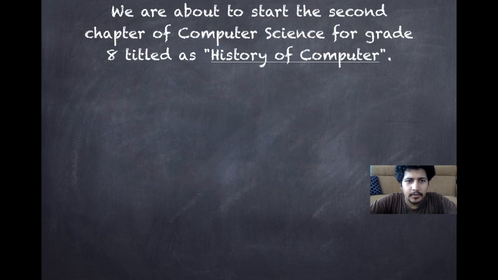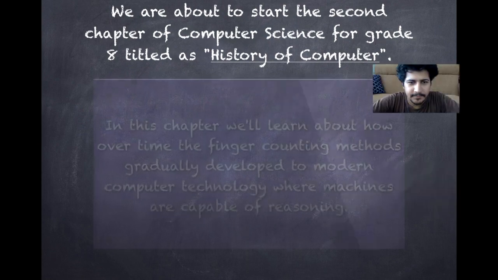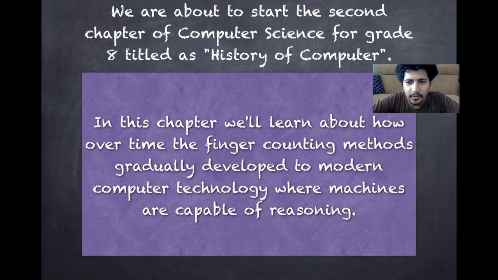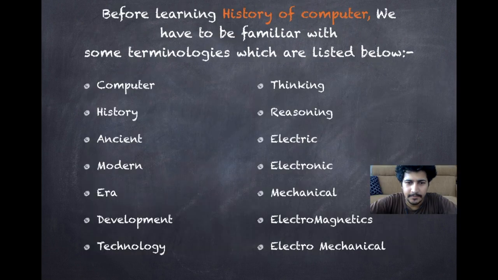Here we are about to start the second chapter of computer science for grade 8, titled History of Computer. In this chapter, we will learn about how over time the finger counting methods gradually developed to modern computer technology where machines are capable of reasoning.